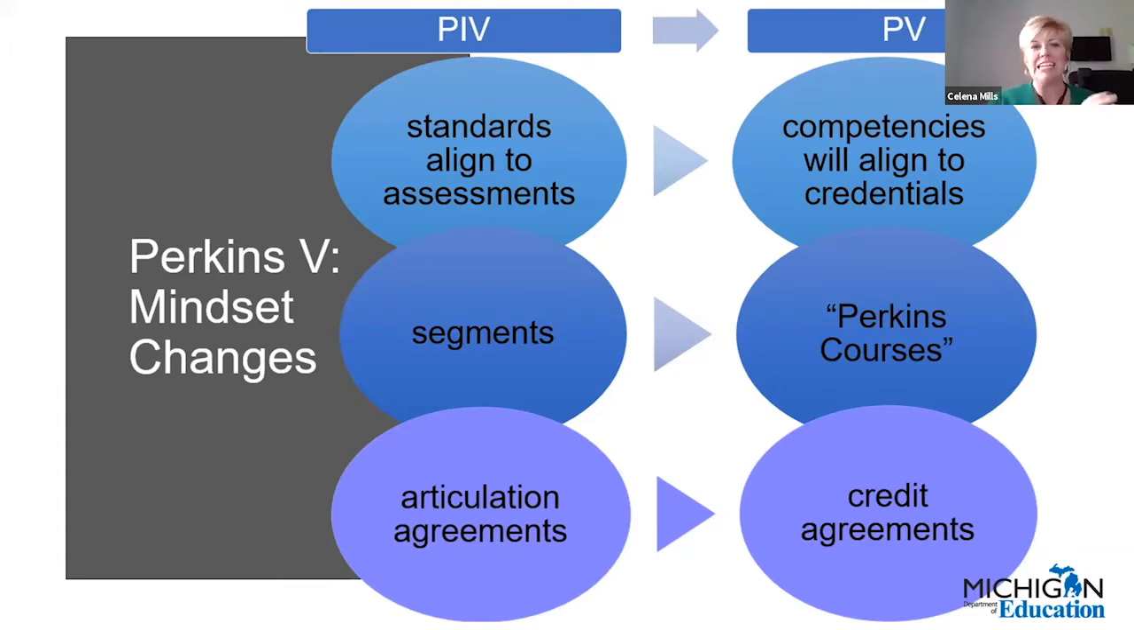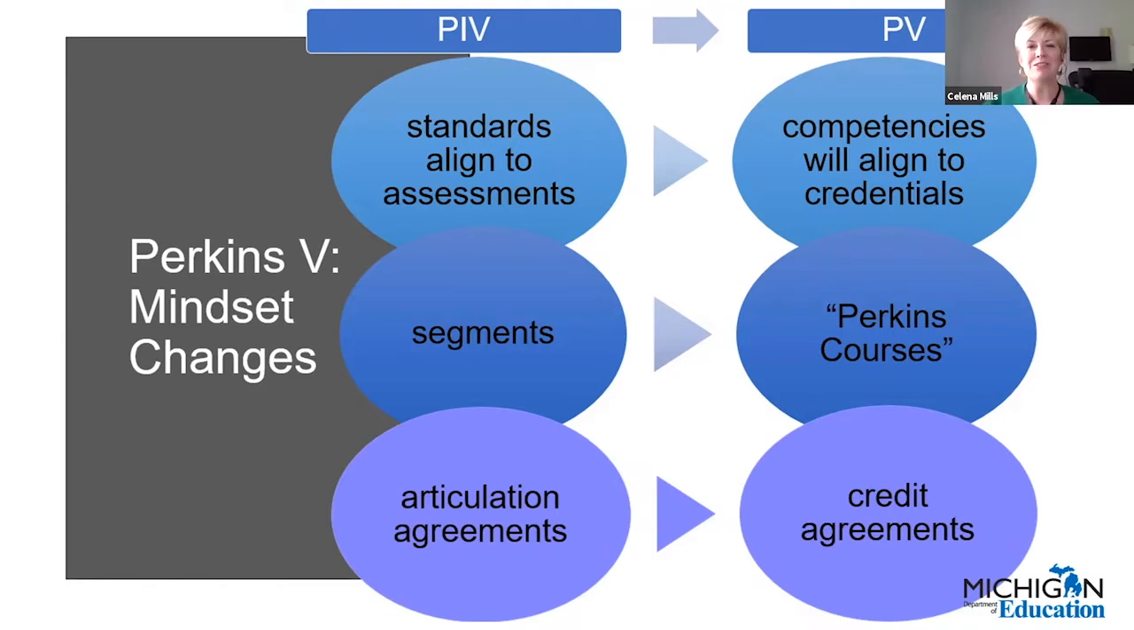So Michigan had standards, and from those standards, we were implementing some technical end of course assessments. But Perkins 5 actually asked us to take a look at a different core performance indicator for program quality, and they gave us a few choices. So our choice as a state was credentials. And so we changed from those standards aligned to assessments to competencies that align to credentials.